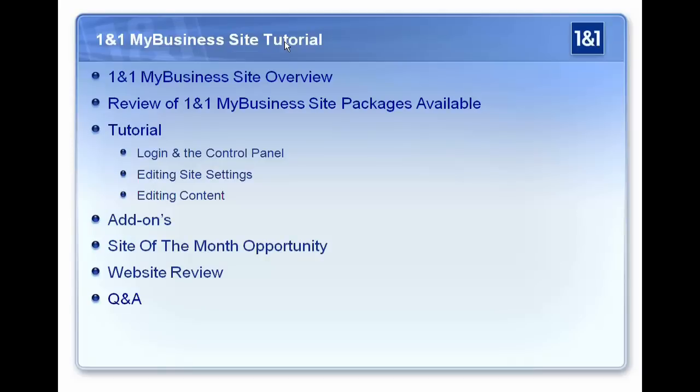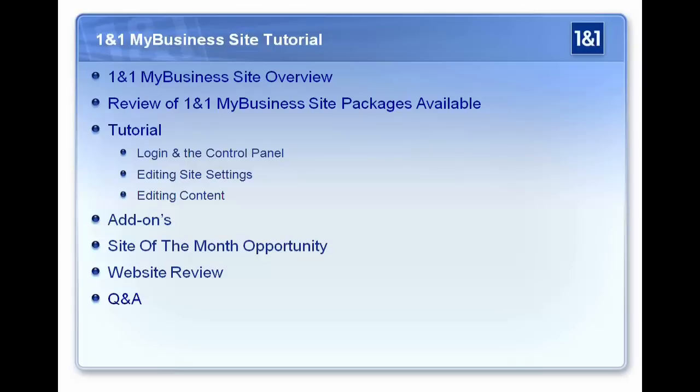Here's a look at what we're going to be covering today in the 45 minute or hour presentation, with questions and answers at the end. The One-on-One My Business Site overview, talking a little bit about where the product came from, what it's all about, what it can provide to you as a small business owner. The different packages that are available also. We have 3 main packages, and we'll be talking all about those and the features that are included.